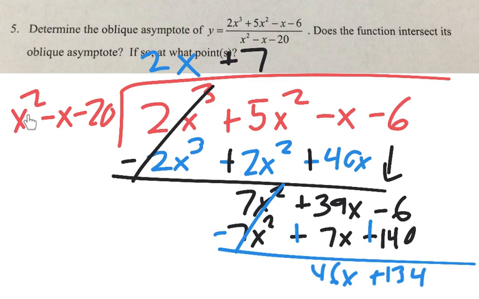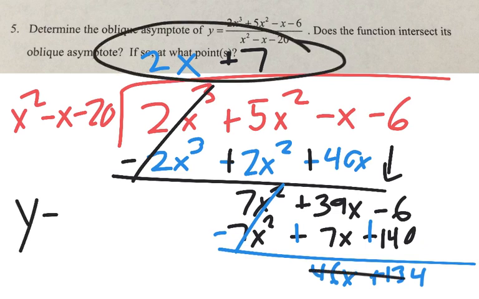Now I have an x squared. I want it to become an x to the first. When I decrease in power, I know I'm finished. So this is the remainder. For this case where I'm looking for oblique asymptotes, we don't use the remainder. This is just garbage. And so this is where the oblique asymptote occurs, at y equals 2x plus 7.